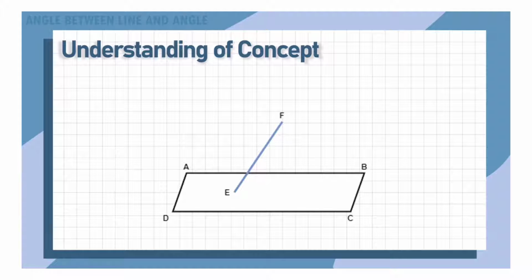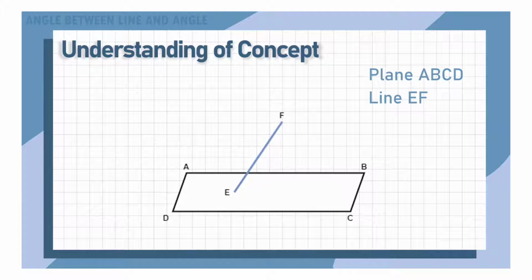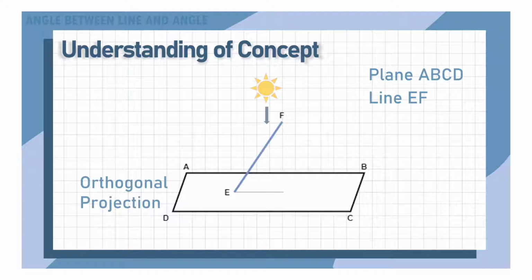Alright, in this chapter, you need to understand these basic concepts for this topic. For example, here we've got plane ABCD and a standing line EF. So actually, we consider that plane ABCD is a paper and line EF is a pencil. Now, imagine directly above the pencil and the piece of paper, there is a light shining towards the object. With this, a shadow line will be formed, which we call an orthogonal projection.